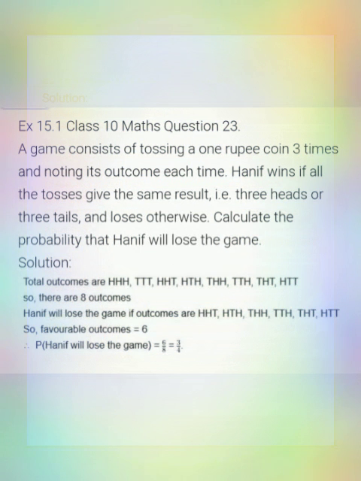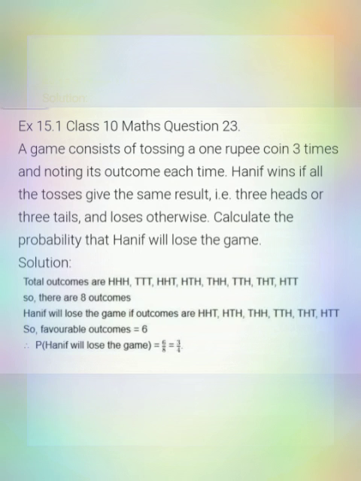Now let us move on to question number 23. A game consists of tossing a 1 rupee coin 3 times and noting its outcome each time. Hanif wins if all the tosses give the same result, that means 3 heads or 3 tails, and loses otherwise. Calculate the probability that Hanif will lose the game. Now let us get started with the solution part.